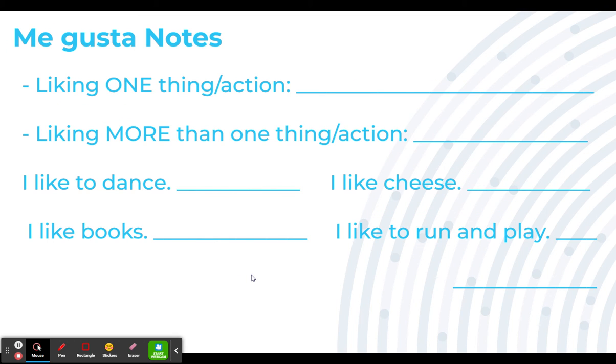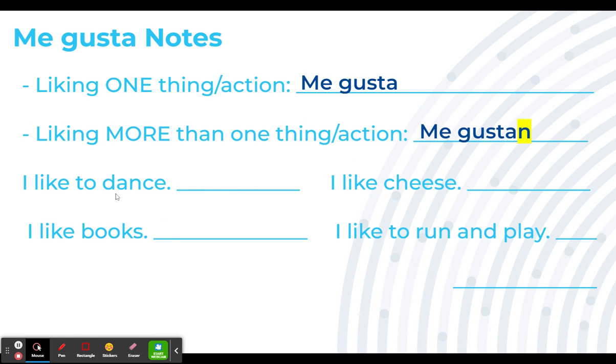Now we're going to talk about me gusta. Remember, me gusta means to like, or I am pleased by. And when you like one thing or action, you say me gusta. And if you like more than one thing or action, you say me gustan. Notice that there is an N added there.